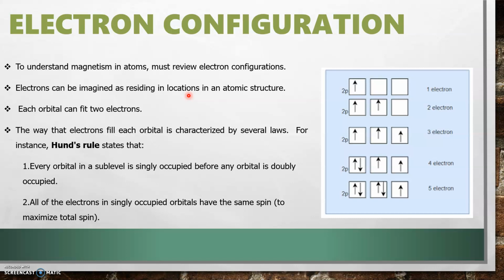Now how the electrons fill the orbitals is determined by several laws. The most prominent of them that we use is Hund's rule, which states that every orbital in a sub-level is singly occupied before any orbital is doubly occupied. That means first one electron occupies the orbital and after that the other electron follows. Also, all of the electrons in singly occupied orbitals have the same spin to maximize total spin. That is, orbitals follow the maximum multiplicity rule.